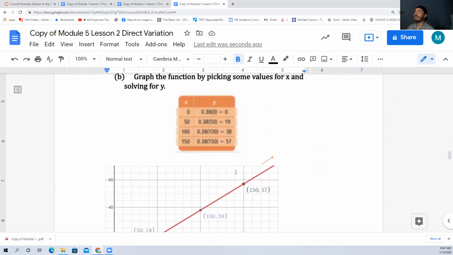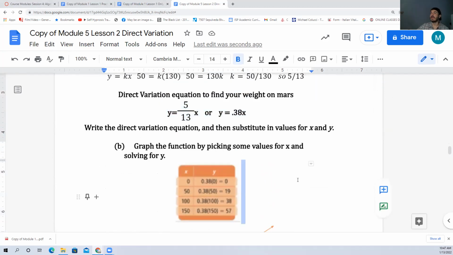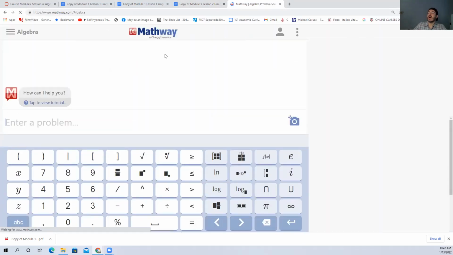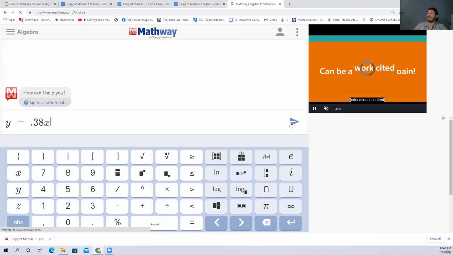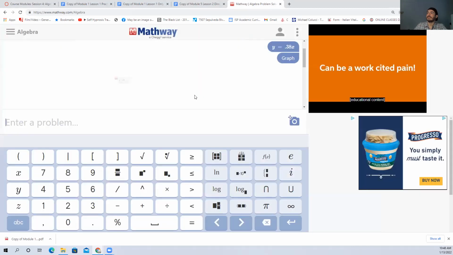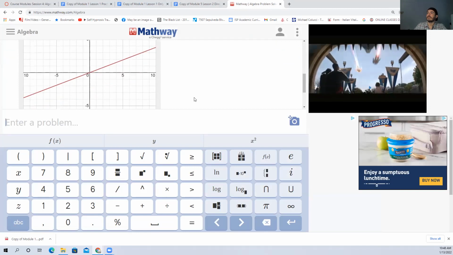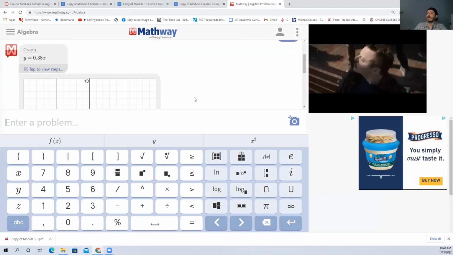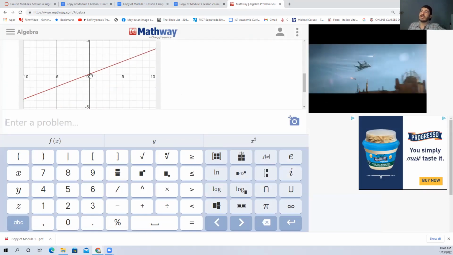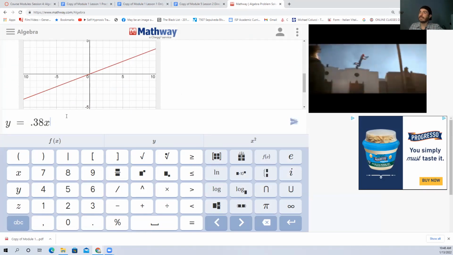And then they asked us to graph the function by picking some values for x and solving for y. We could do that the fun way, or we can do it the hard way. I'm gonna do it the fun way, which is the math way. I just copied the formula that was given to us. Let's see what happens when we graph. And there it is. There's our graph. I do want to point out that any direct variation equation is going to have 0, 0 as a point.